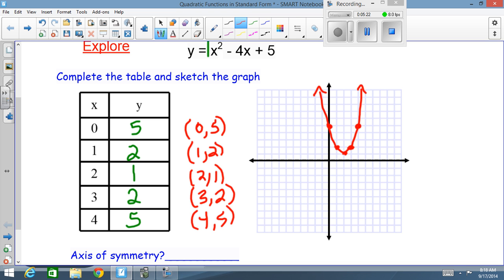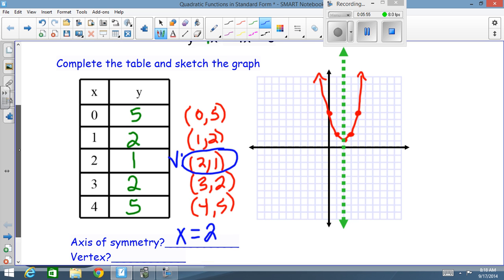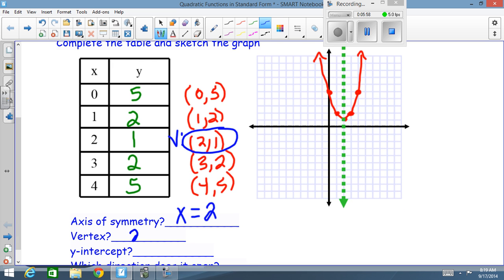So what's going to be the axis of symmetry? Well, we know that the axis of symmetry always goes through my vertex. My vertex is right there, so there's my axis of symmetry. By the way, let's just circle this here. This is our vertex, all right? The x value of our vertex is always going to be our axis of symmetry. So this is x equals 2. That's the equation for our axis of symmetry, the dotted green line. The vertex is the point 2, 1.